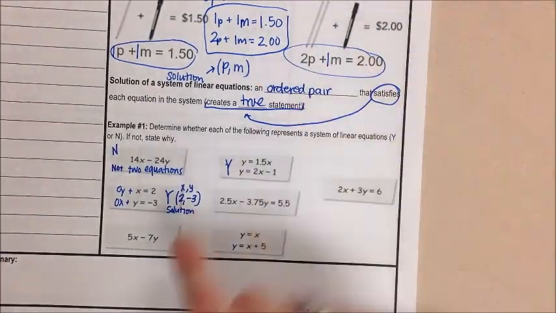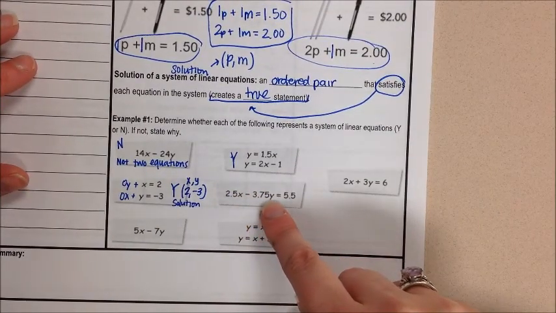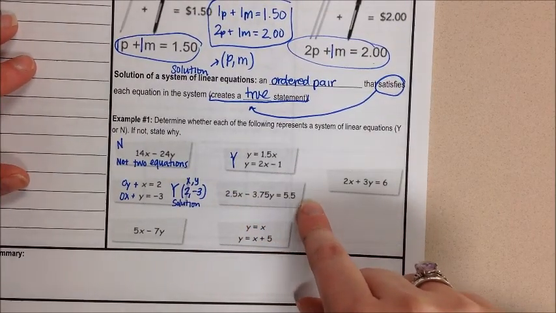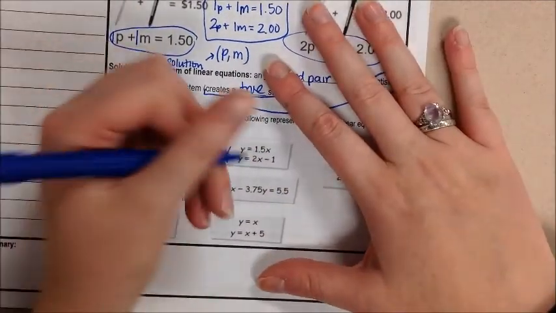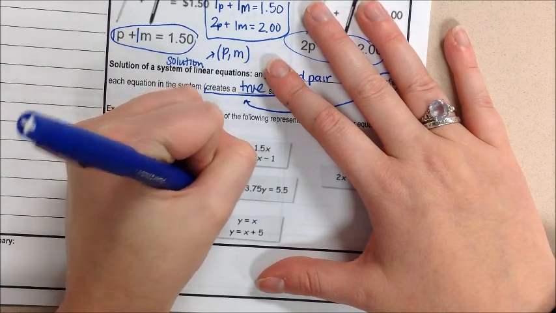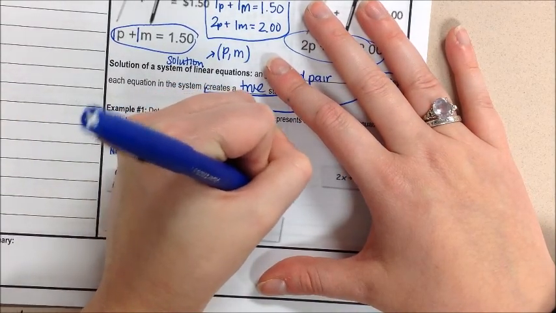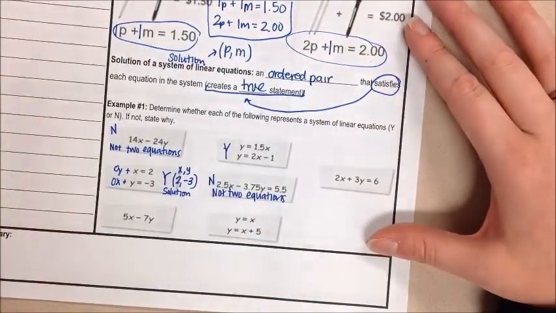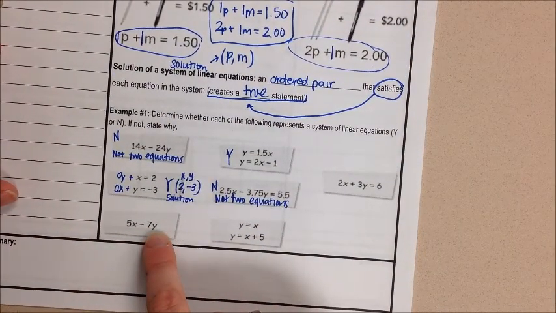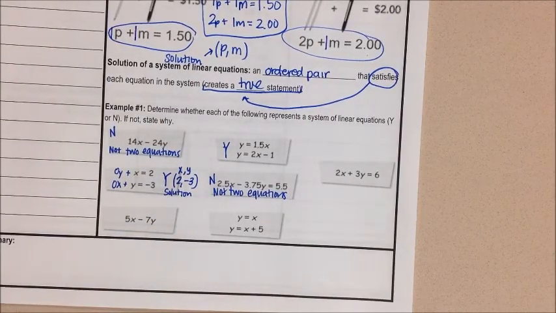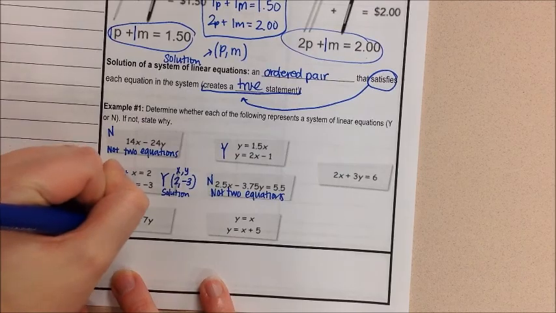Okay, let's bump over to this one. 2.5x minus 3.75y equals 5.5. That's an equation, but we need at least two. So this is a no, not two equations. Let's pop over to this one. 5x minus 7y. Well, that's not even an equation, so that's not going to work. So no, not an equation.